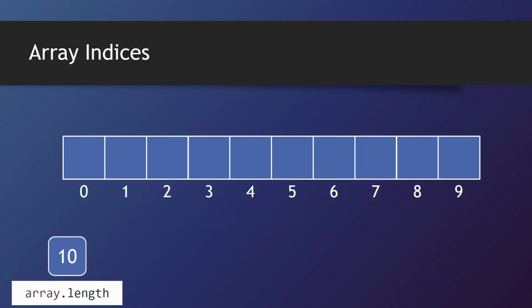Each value in an array has a numeric index. The indices start at 0. The largest index is array.length minus 1. Be careful about this. Trying to access an array at index array.length will crash your code because that index is out of bounds. Also note that array.length is the capacity of the array.